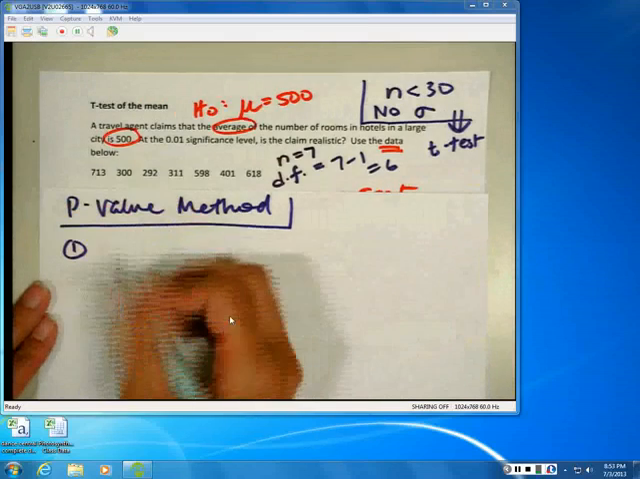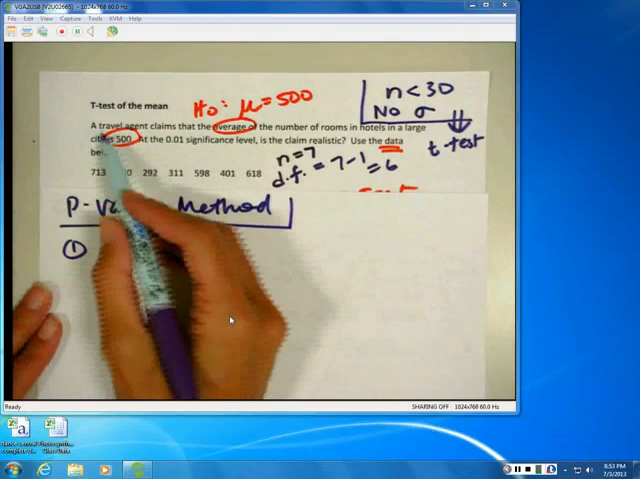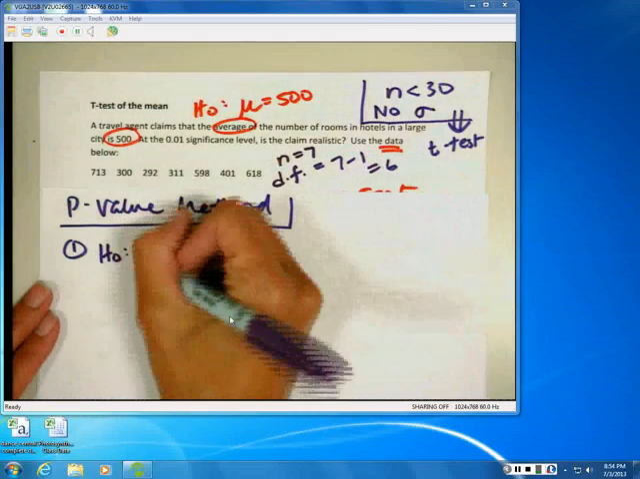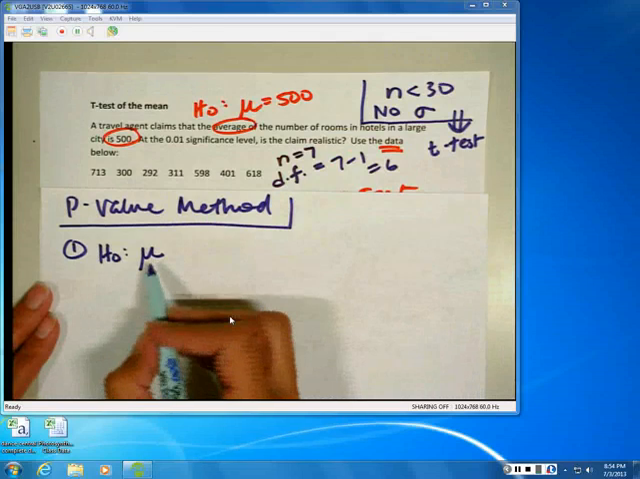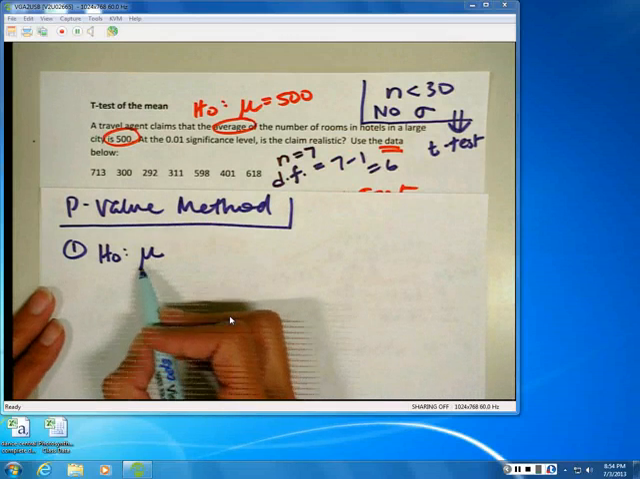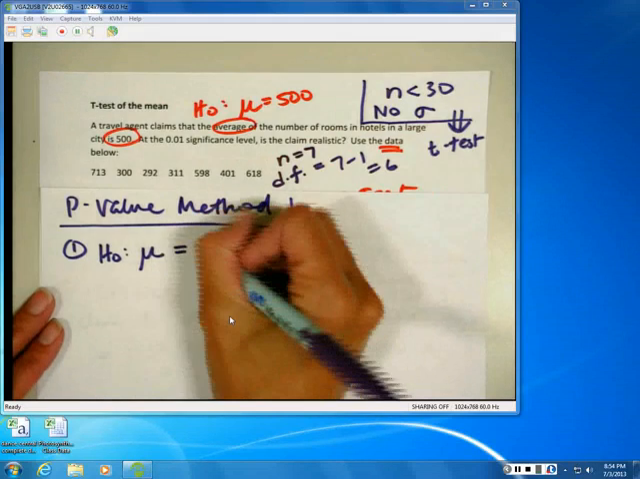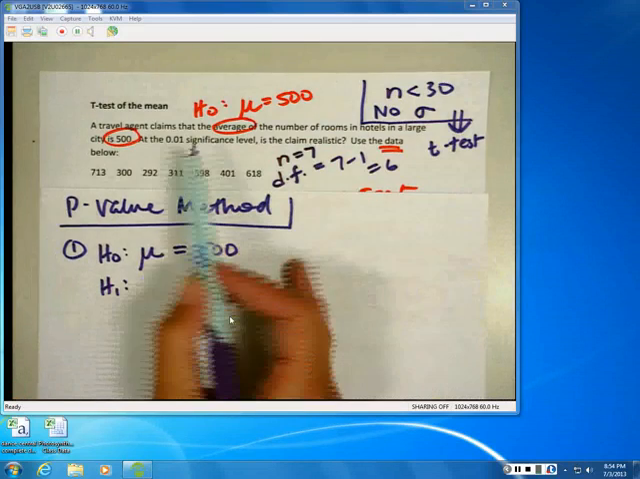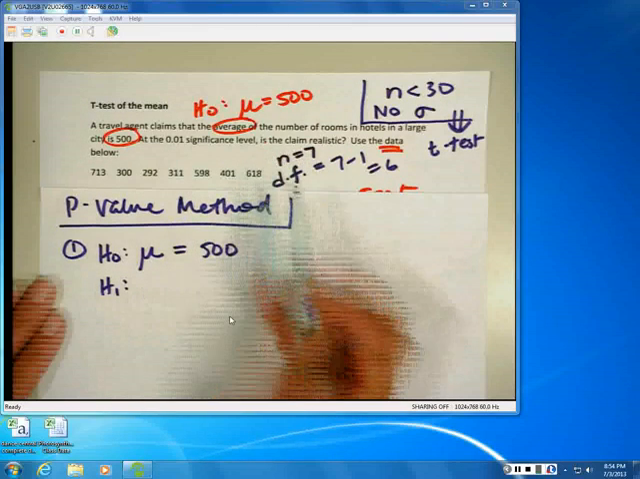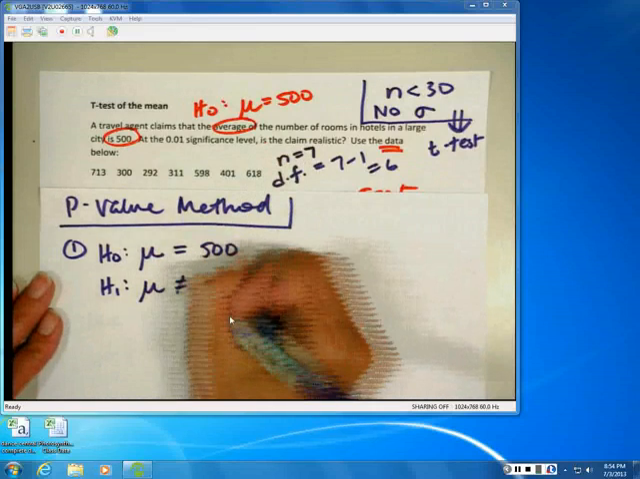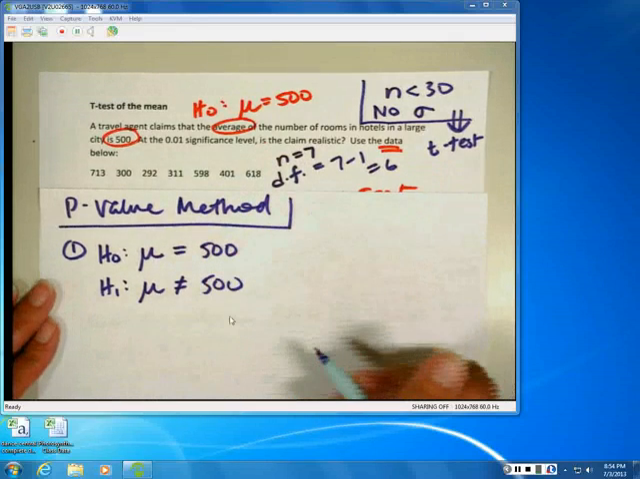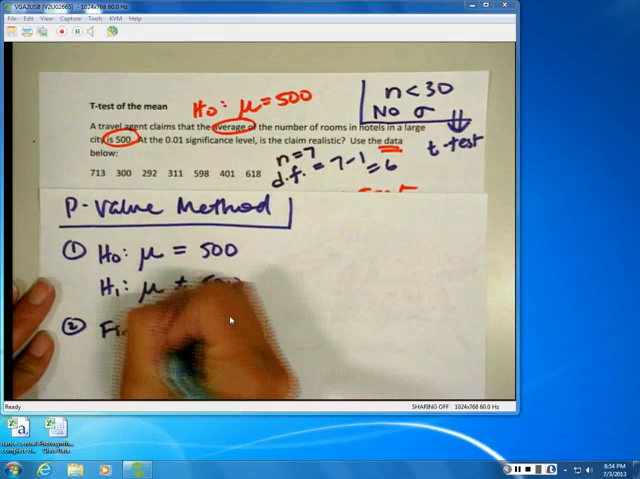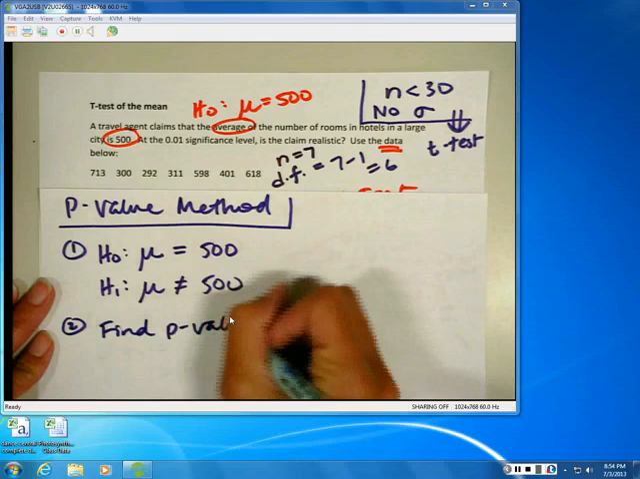Step number 1, hypotheses. The agent claims that the average is 500. Well, there's my null hypothesis. The average, you always use mu here. You don't use x bar or m. The average is 500. Now I'm looking for something that says less than or greater than. It just says, is it realistic? Which means, is it or isn't it? So not equal to 500. So there's step number 1. Step number 2, I need to find the p-value, and we're going to do that using the calculator.